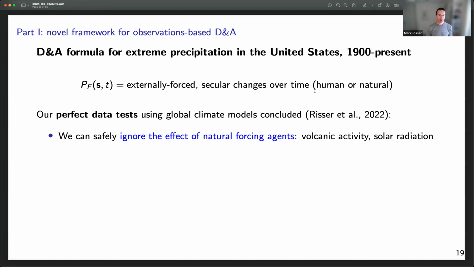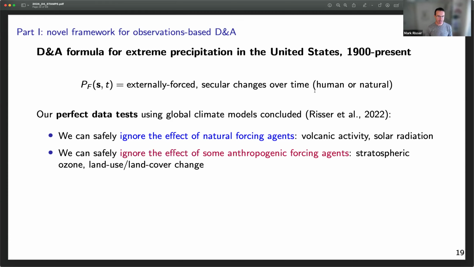But what we found, and again, this was using the global climate models in testbed mode, was that for this forced component, we could safely ignore the effect of natural forcing agents. So this would be things like volcanic activity and solar radiation. Now, this does not say that those are not important forcing agents for global climate or for other things, temperature or other things that are not precipitation. But very specifically when we're focusing in on one place, that is the continental United States, and a specific time period, the last 120 years, those can be safely ignored.